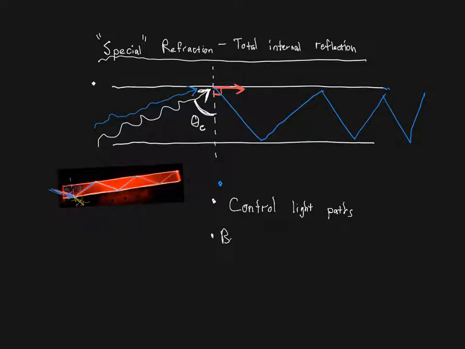You can bend light around corners. That lets us create cool cameras, and lets us do surgeries, in particular a field of surgery called endoscopic surgeries. So that's total internal reflection, a special case of reflection and refraction.